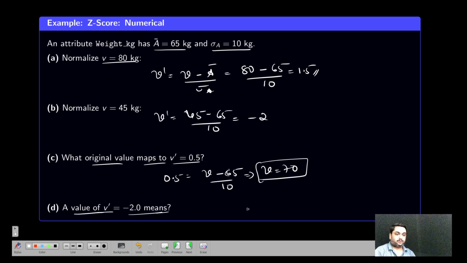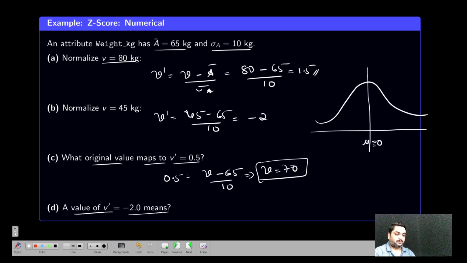Minus 2 means what? So this is actually the normal distribution, a continuous distribution. So we are saying the mean, the center, is equal to 0 and the standard deviation is 1 for the normal variable. So when I say I am getting minus 2, that means on this side it is minus sigma, on this side it is plus sigma, the standard deviation. So the point is somewhere here, minus 2. That is the meaning of this.